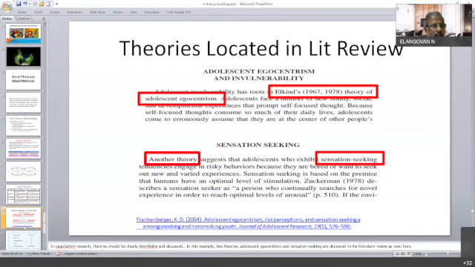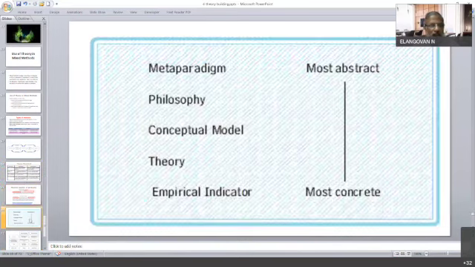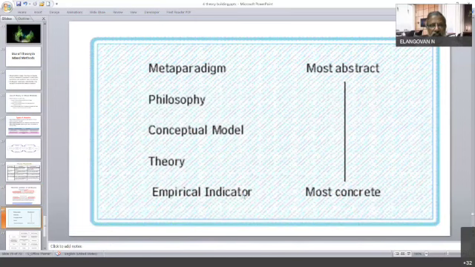So, different ways of finding the theory. Coming to the final slides: the level of abstraction, or level of theory, or level of philosophy. From empirical indicator to theory, theory to philosophy, philosophy to the paradigm. That is how the level of knowledge exists.